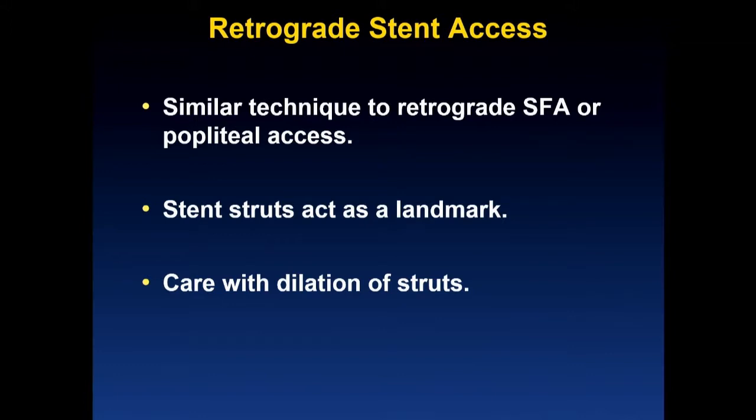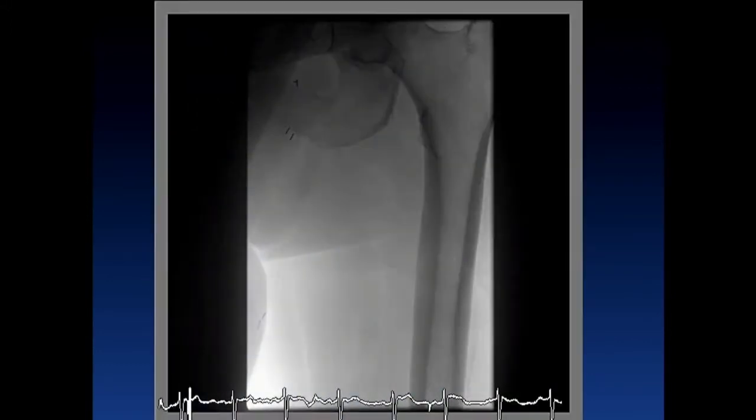This is similar, basically identical in many ways, to retrograde SFA or popliteal access. However, in many respects, it's actually easier to perform because the stent struts are acting as a landmark. I would caution that you want to take some care with dilation of the struts, but it is actually relatively easy to access a nitinol stent in the distal SFA.